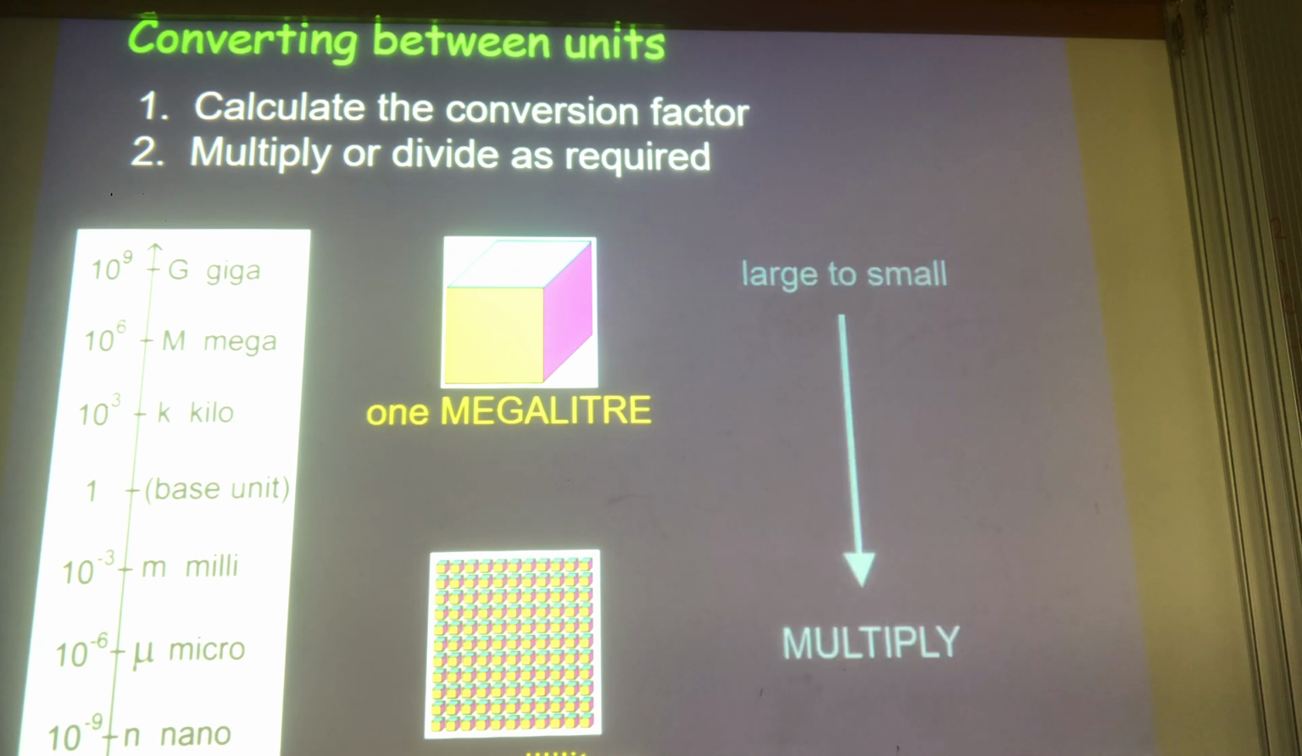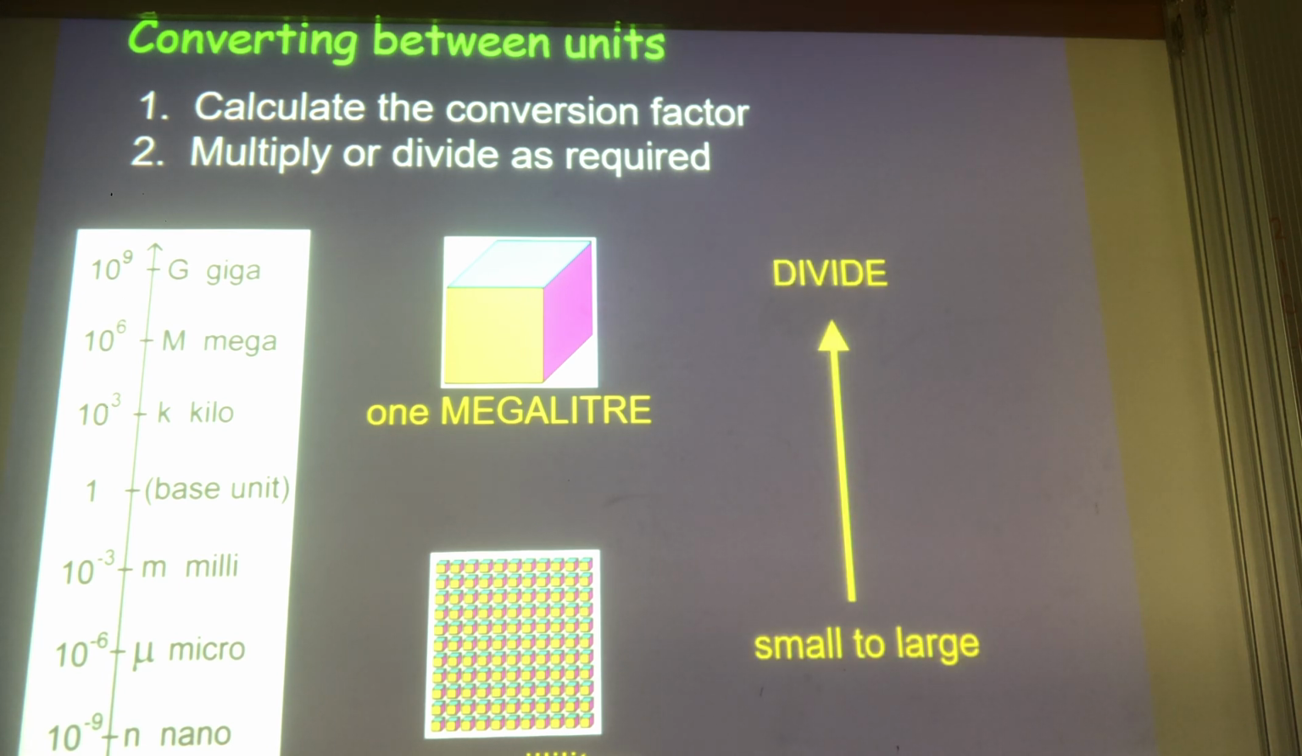Just remember, if there's 1 megalitre, it's a huge amount. A megalitre, 10 to the 6 litres, a huge amount of water. If you want to know how many millilitres there are in a megalitre, well, a millilitre is a tiny little amount. There's going to be a huge number of millilitres in a megalitre. So if we're going from megalitres to millilitres, we're going to multiply. Large units to small units, we multiply. And if we're going the other way, there are going to be many fewer of the big unit. So if we're going from small to large, we divide.